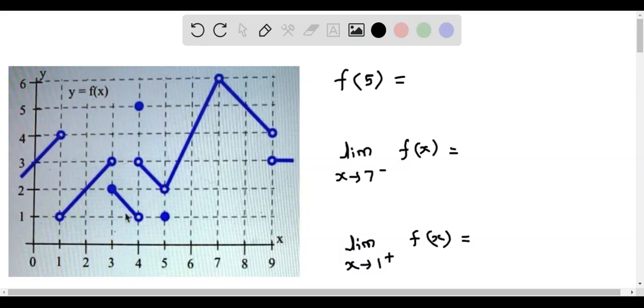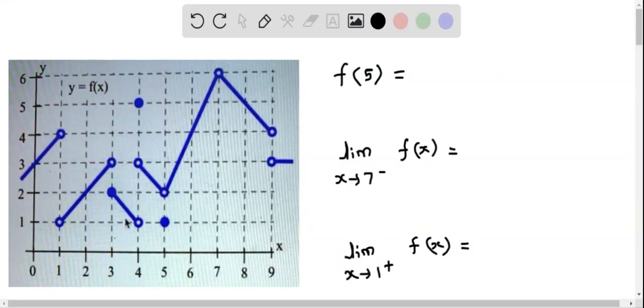Let's answer the following questions. So first, we have to determine f of 5. If you look at the graph, we see that f of 5 is 1 because we have a closed circle at 1. That is when x equals 5, f of 5 equals 1. So we see that f of 5 equals 1.